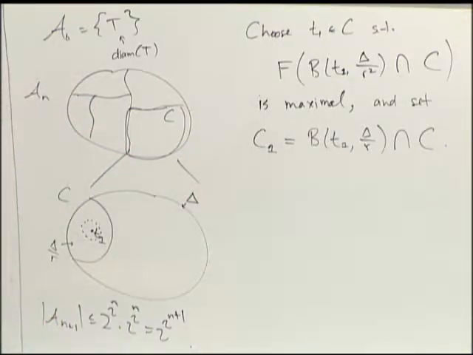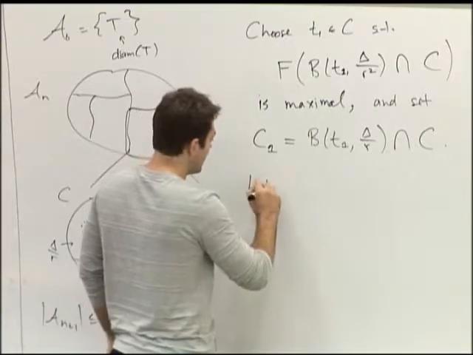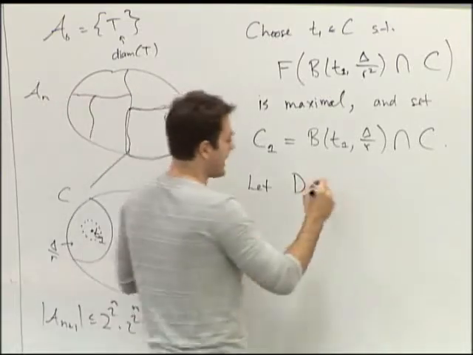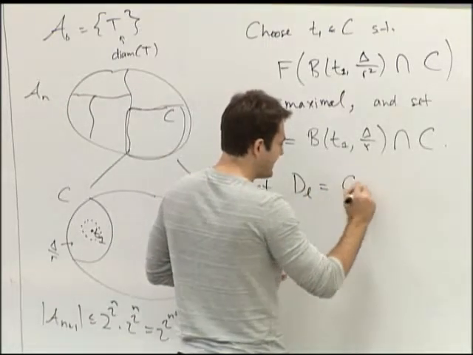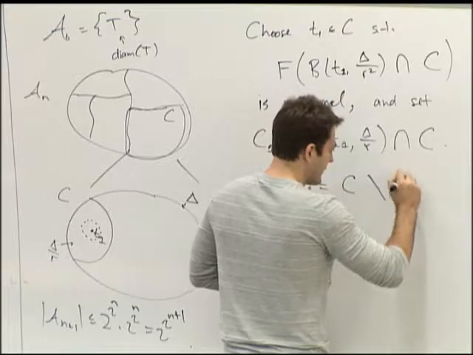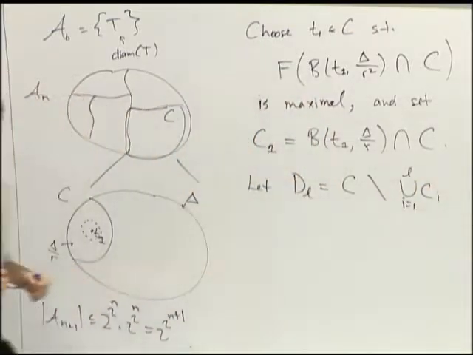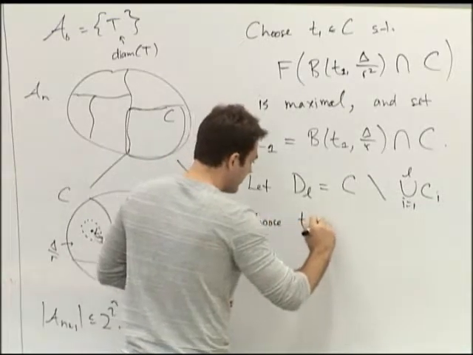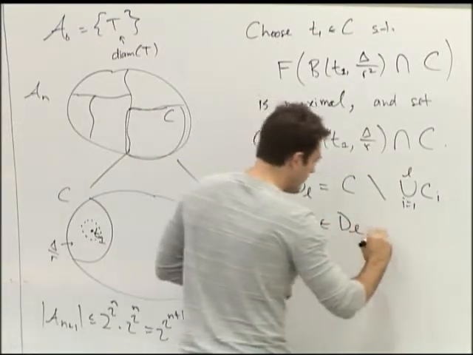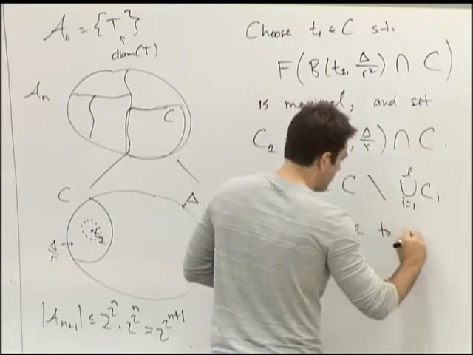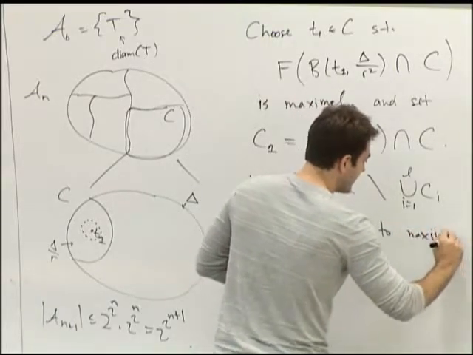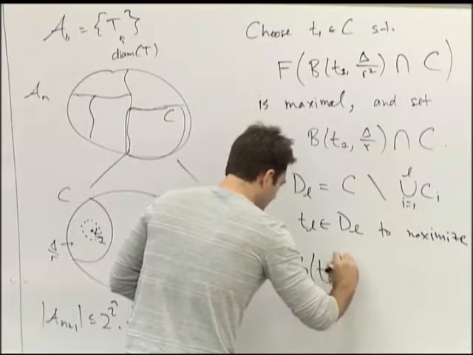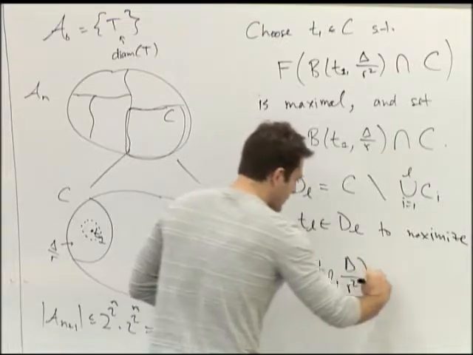Okay, so now we just keep going. In general, let D sub l be the amount of space that's remaining after we've gone l steps. So it will be C minus everything we've cut out so far. And we'll choose T sub l, the next point in D sub l, to again maximize the same sort of quantity. It maximizes the delta over R squared ball intersected with what's left.